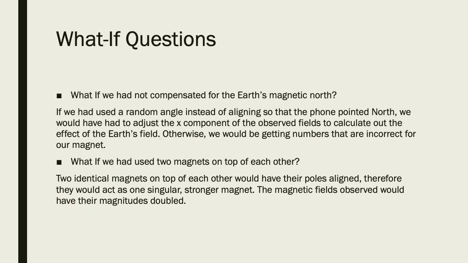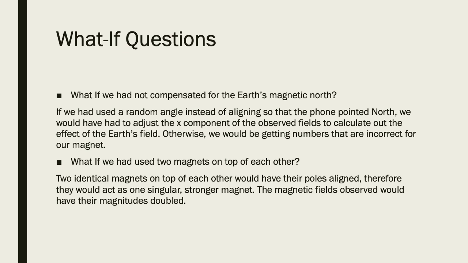Finally, the what-if questions. What if we had not compensated for the Earth's magnetic north? If we had used a random angle instead of aligning the phone so that the phone pointed north, we would have had to adjust the x component of the observed fields to calculate out the effect of Earth's field. Otherwise, we would be getting numbers that are incorrect for our magnet.